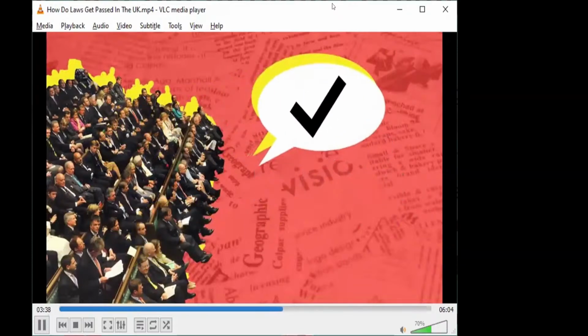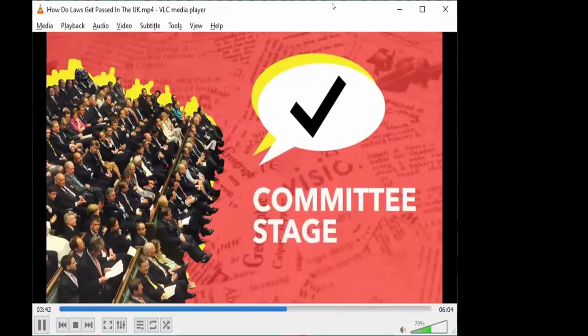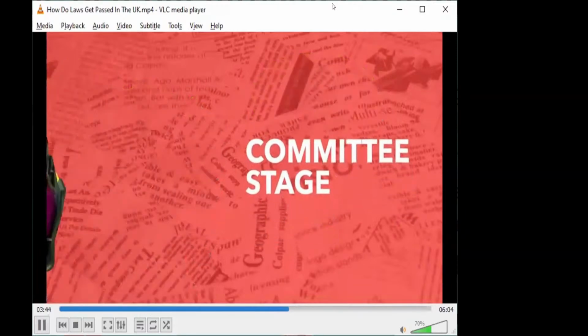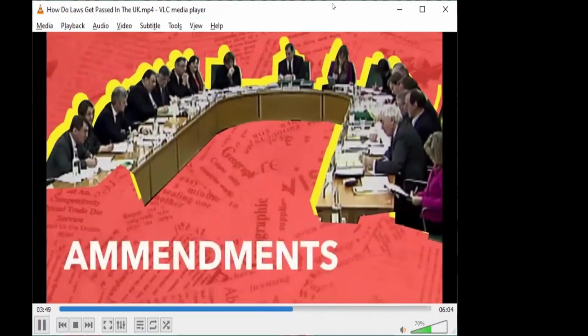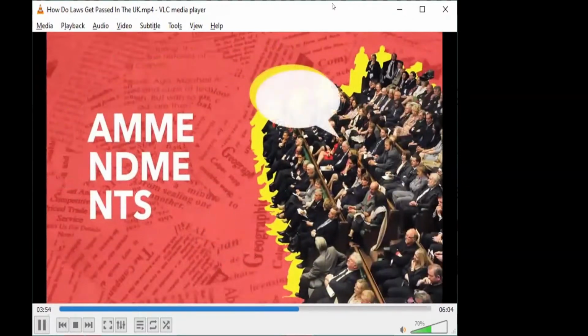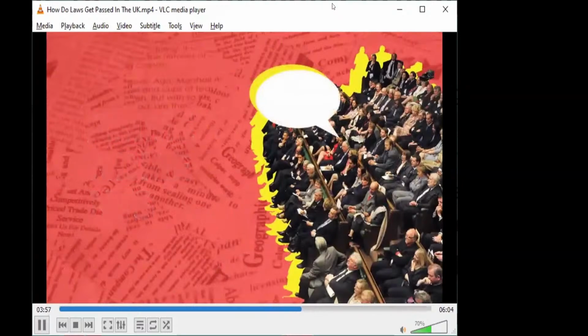If it succeeds, then the bill goes on to the third stage, known as the committee stage. This is when one of the committees in Parliament takes a closer look at the proposed bill. The chairman of the committee can then decide which amendments to the bill are discussed and then voted on by the committee. After this is a chance for the whole House of Commons to suggest amendments. This is known as the report stage.